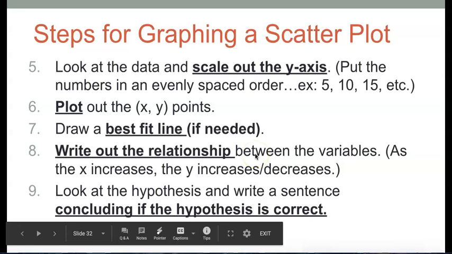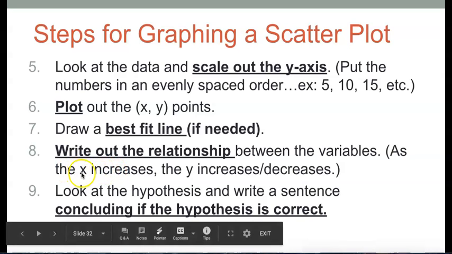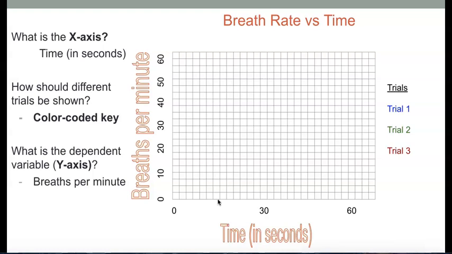So as simple as, as the X increases, so as exercise time increased, the breathing, what? And you just write that out. And then look at your hypothesis and write a sentence if your hypothesis was correct. So go ahead and take your time, make your graph, and come on back when you're done.